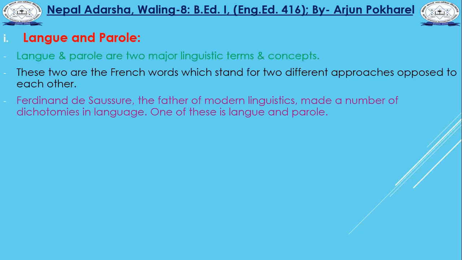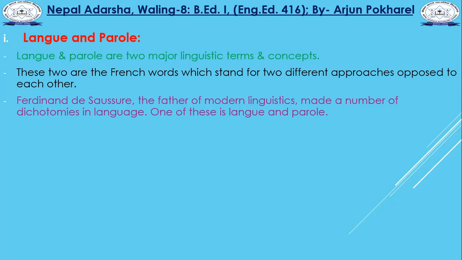He is the father of modern linguistics. Who is the father of modern linguistics? Ferdinand de Saussure. Ferdinand de Saussure is the father of modern linguistics, who made a number of dichotomies in language. One of these is Langue and Parole. Dichotomies means opposing views.